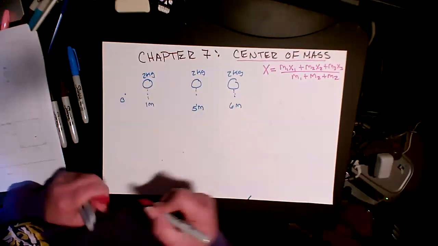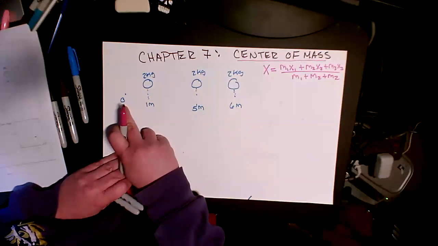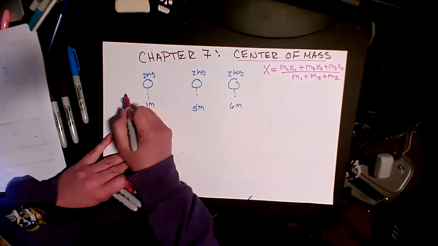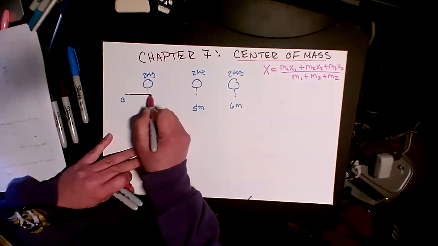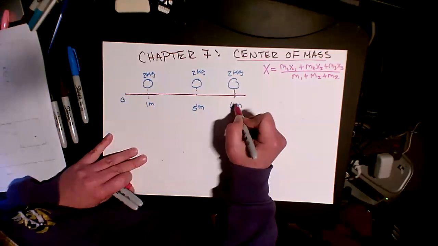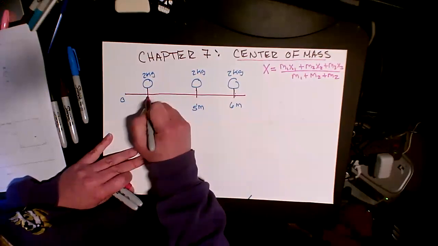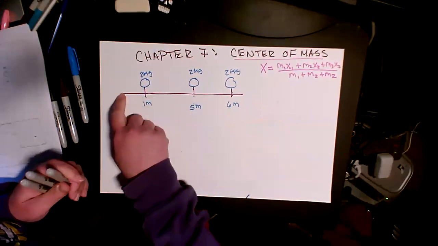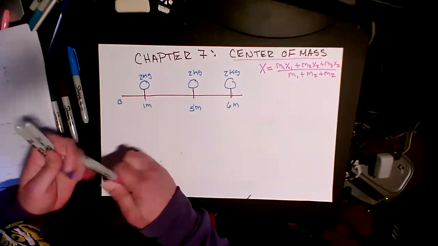For this one, for example 1, I gave you that this is defined as 0 over here. And so let's just say that that is the axis I'm going to consider. So I know that this distance is 6, this distance is 5, and this distance is 1. So I'm taking it from here.